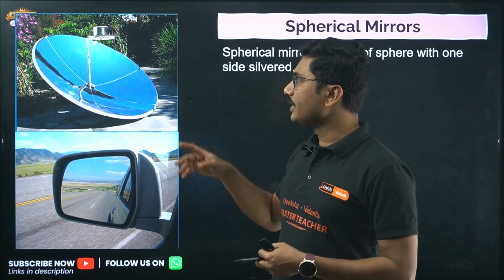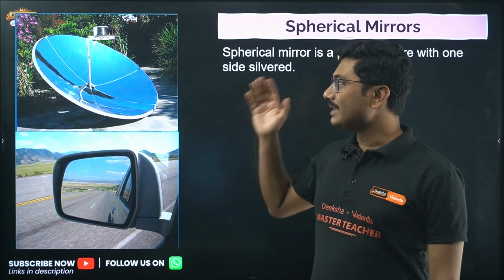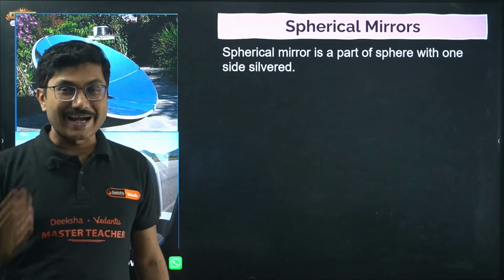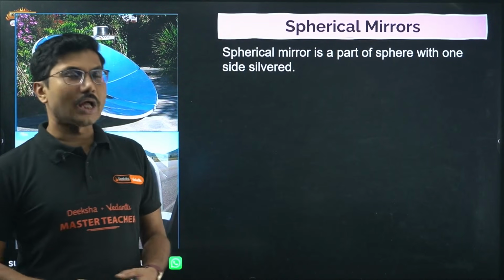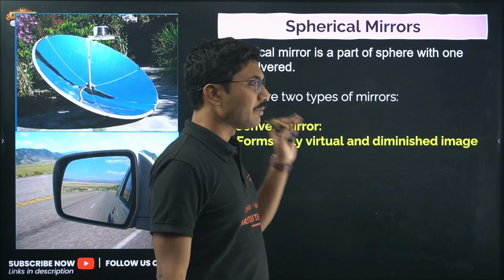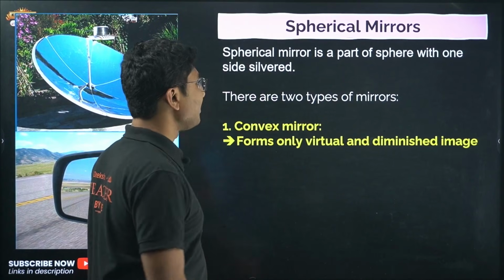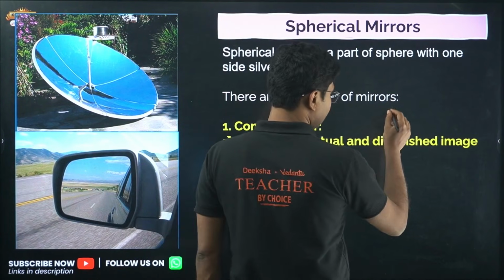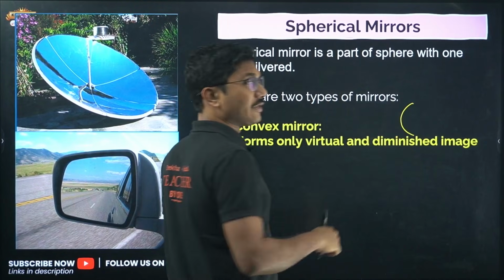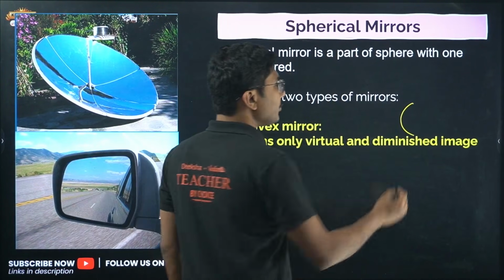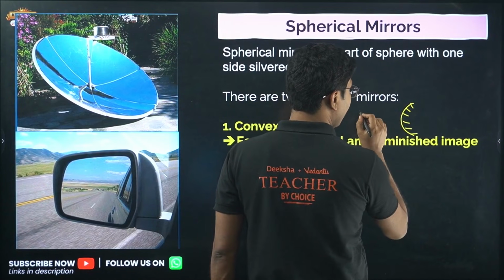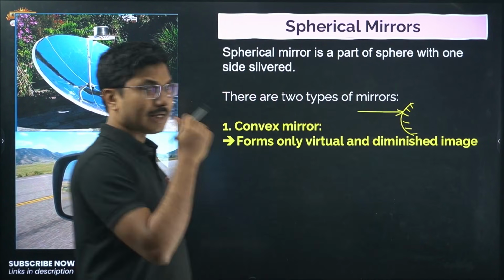So if you take a large sphere and cut it and partially silver one side, then that is called a spherical mirror. Now based on which side you are silvering, there are two types of mirrors. Convex mirror forms only virtual and diminished images. What is a convex mirror? Suppose the reflecting surface is the outer bulged out surface. You have silvered the inner side, and you are allowing the ray of light to fall on this side, then this is a convex mirror.